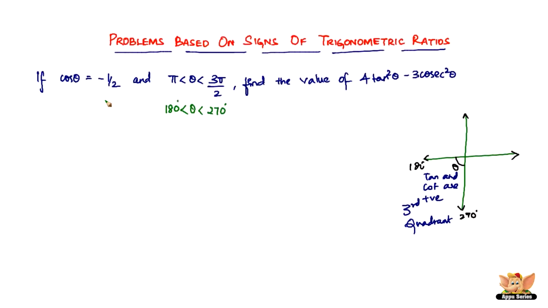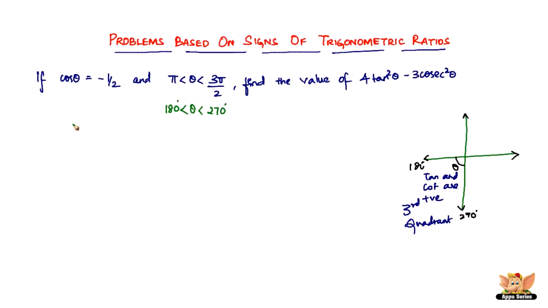So to find the value of 4 tan square theta minus 3 cosecant square theta, we need to get the values of tan theta and cosecant theta. So to do that, here is the working. To find tan theta, we need sine and cos, right? Without that, we are not going to be able to find it. And one more thing: to find cosecant theta, we need sine theta. So we have to first find sine theta.